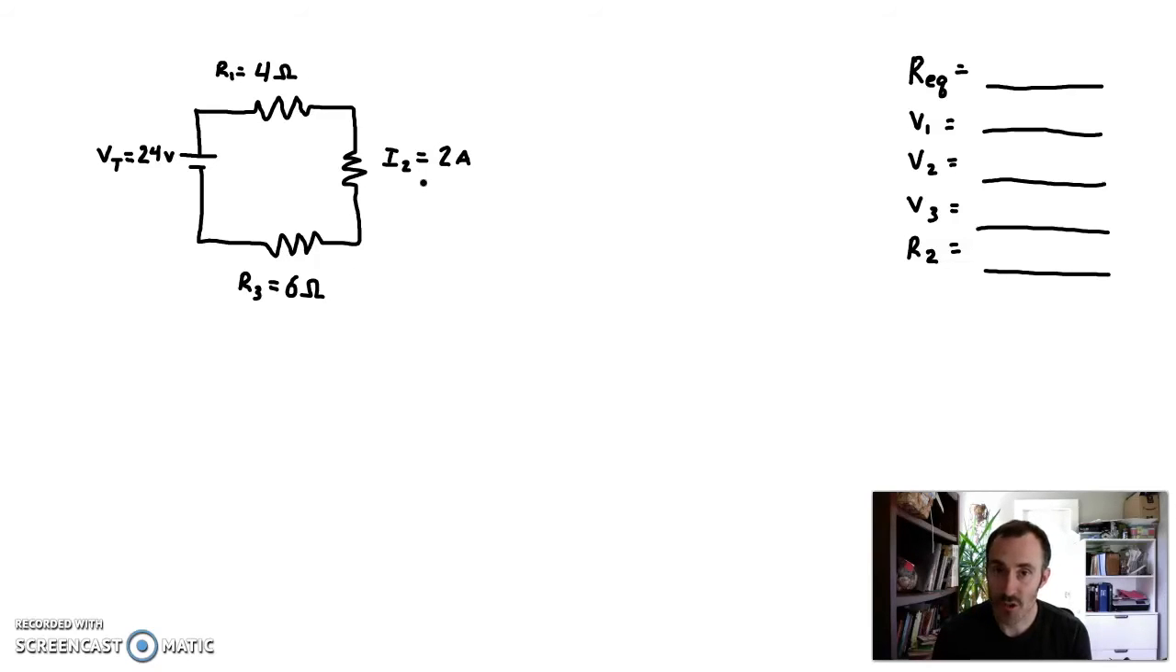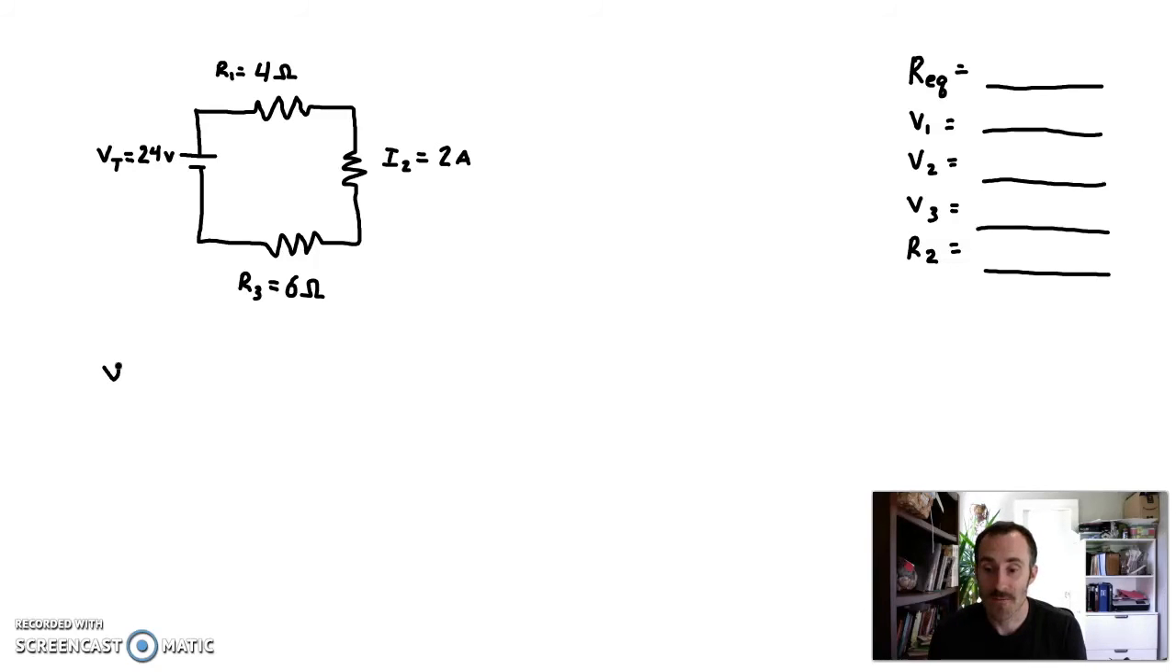But we actually could jump straight to equivalent resistance if we wanted to, when we recognize that I2 is also the same as I total, right? This current, this 2 amps, if it's traveling through this resistor, also has to be traveling through the rest of the circuit because there's no other path for it to follow. And so I am going to find Req first.